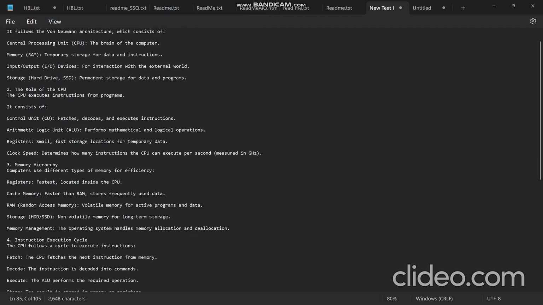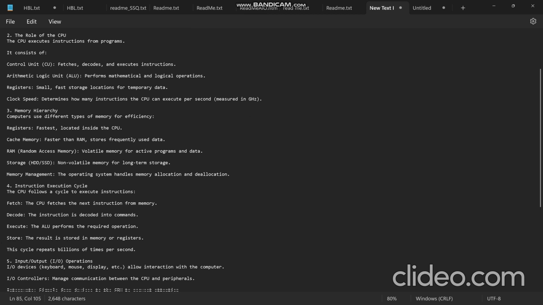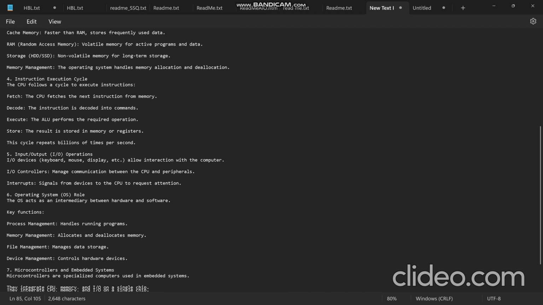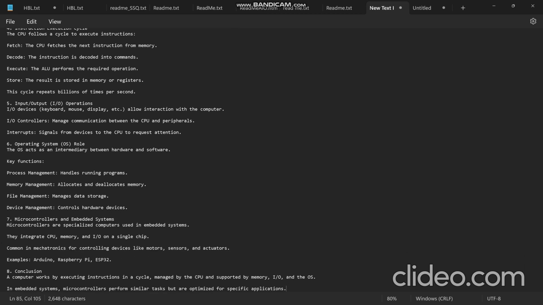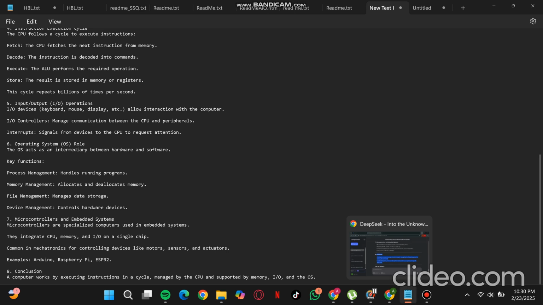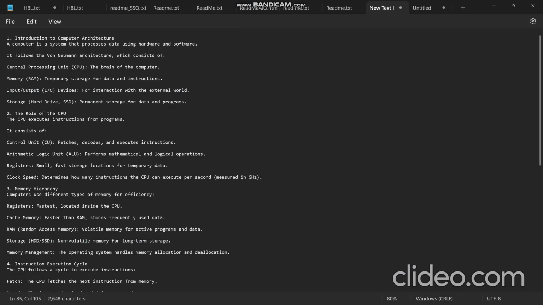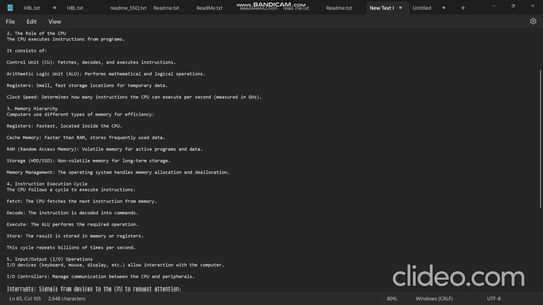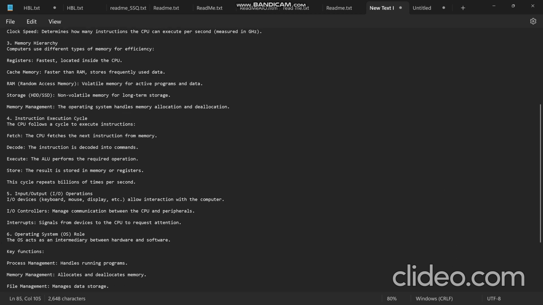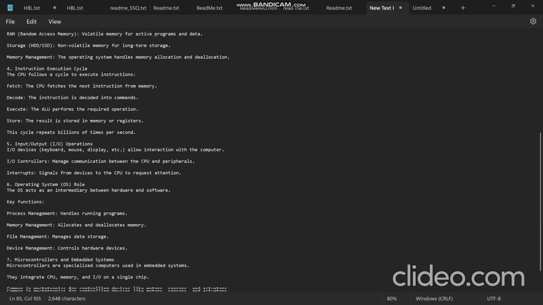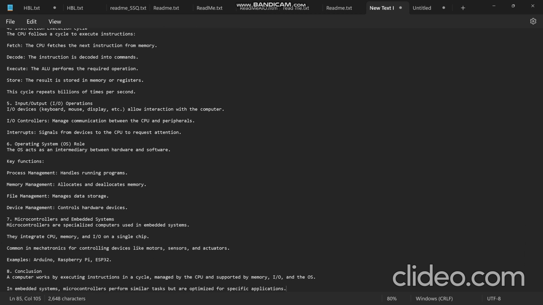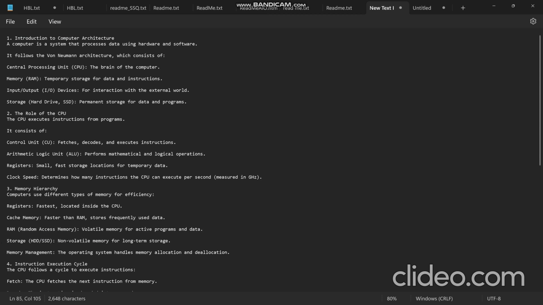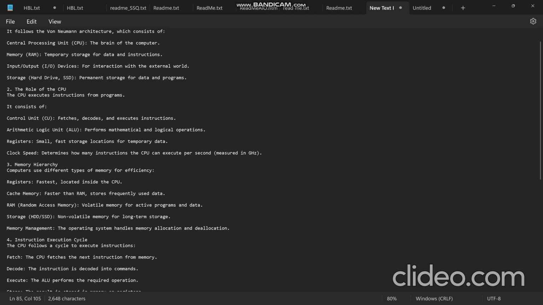The role of the CPU. The CPU executes instructions from programs. It consists of the control unit (CU), which fetches, decodes, and executes instructions. The arithmetic logic unit (ALU) performs mathematical, analytical, and logical operations. Registers are fast storage locations for temporary data. Clock speed determines how many instructions the CPU can execute per second, measured in GHz.